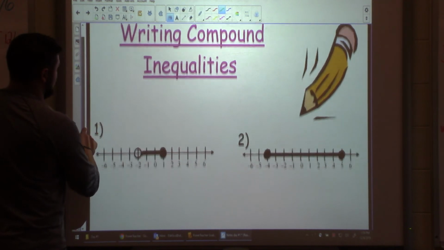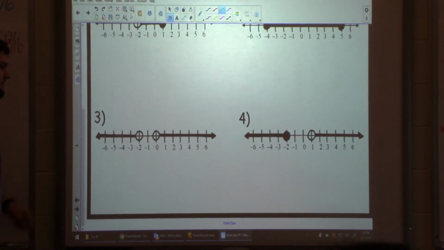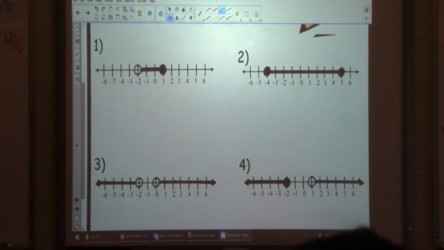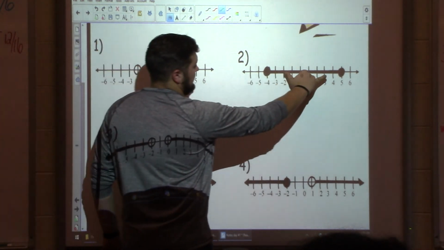So, writing compound inequalities. This should take us 2 seconds. Numbers 1 and 2, guys. What type of statement should they come out to? And statements, right? Because I have 2 dots and I'm connecting in between them.